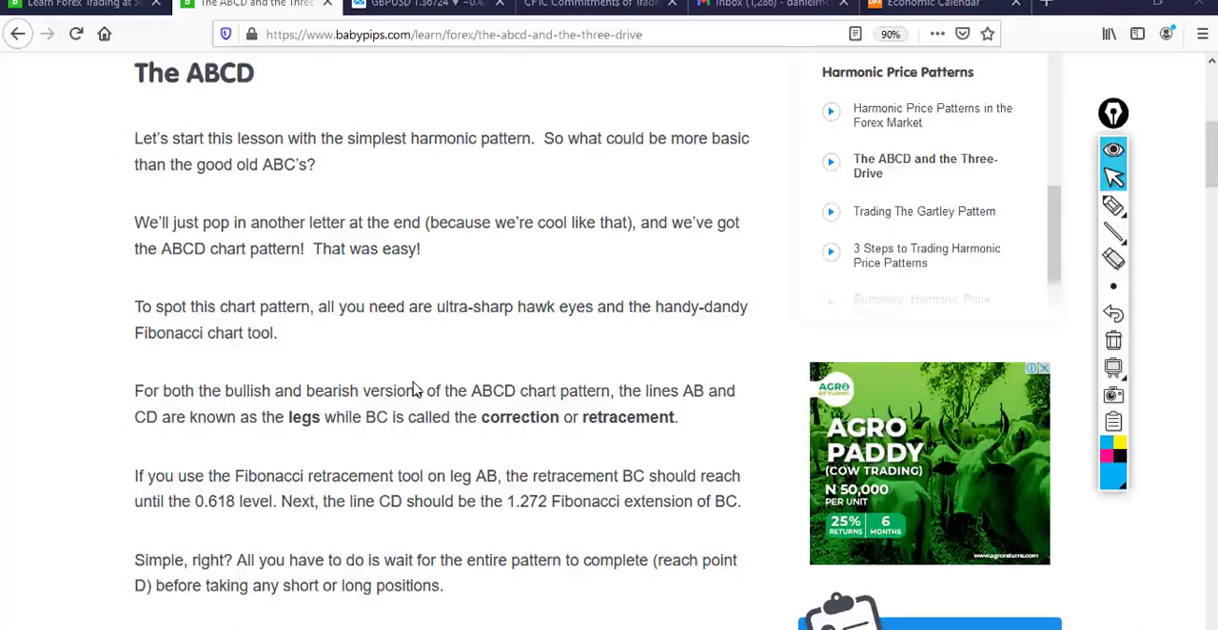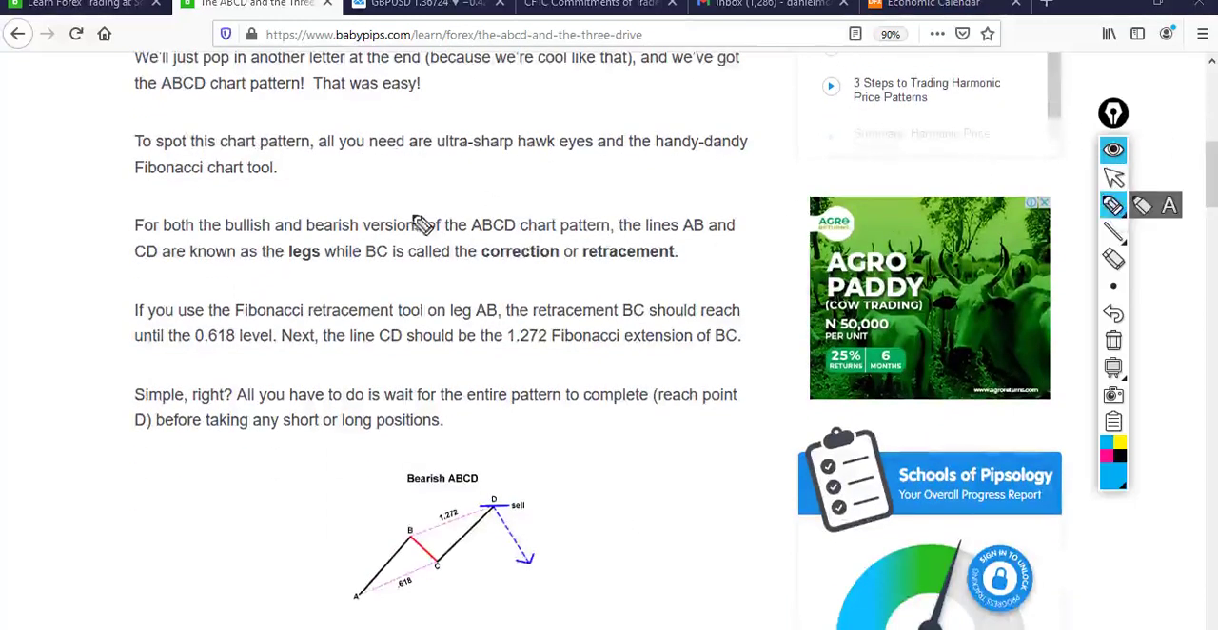So here we are, the ABCD pattern. The ABCD pattern is the simplest of all patterns, and we are going to use it in conjunction with the Fibonacci tool. But to be able to spot the ABCD pattern, you must have ultra sharp hawk eyes to spot these patterns in the market. For both the bullish and the bearish versions of the ABCD pattern, the lines AB and CD are known as the legs, while BC is called the correction or the retracement.